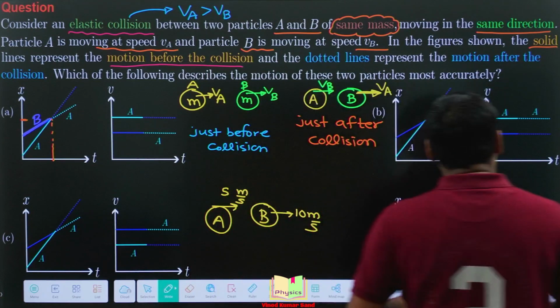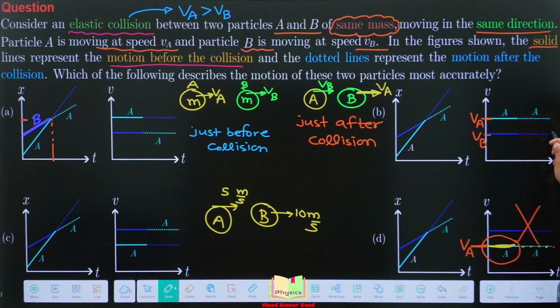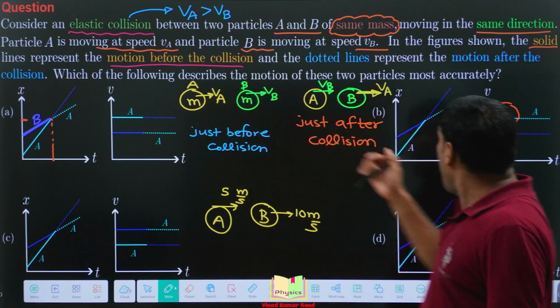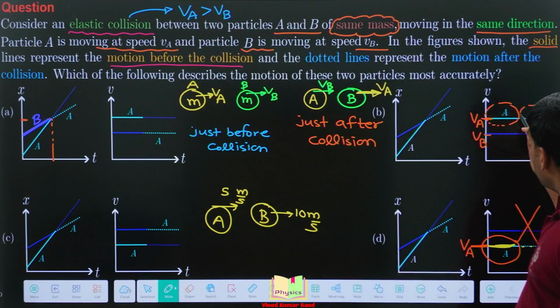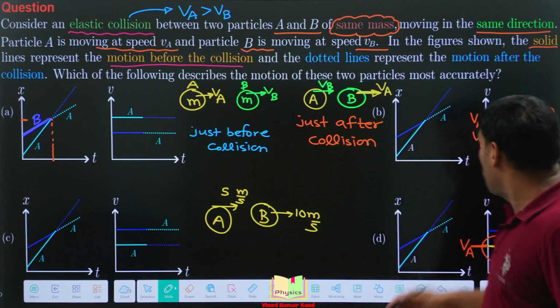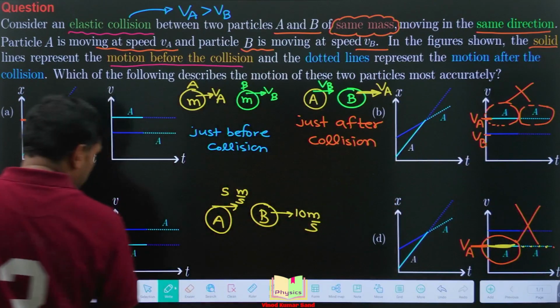Now look at this graph. They are telling the speed of A is higher as compared to the speed of B, where nothing is mentioned, that is for particle B. The solid graph is before the collision. So before the collision, VA is higher. Yes, that is right. After the collision, the speed of A according to this graph remains same, which is not the case. So we can delete this option.